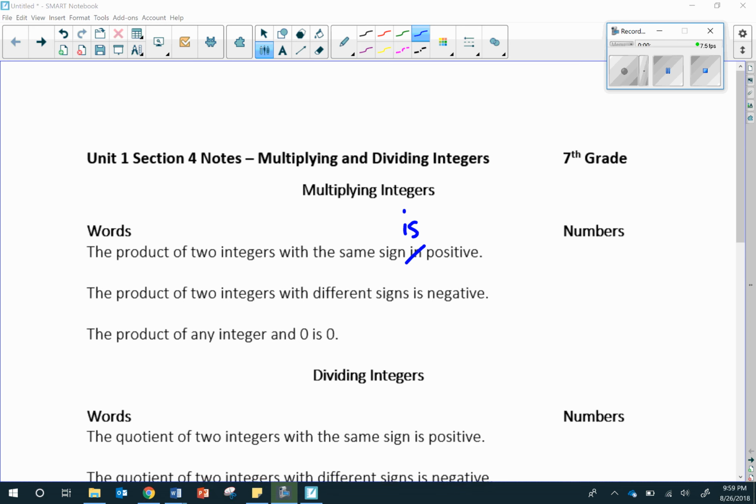There was a typo in this first sentence. If you want to change the N from is, feel free to do so.